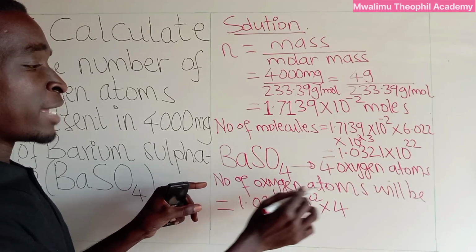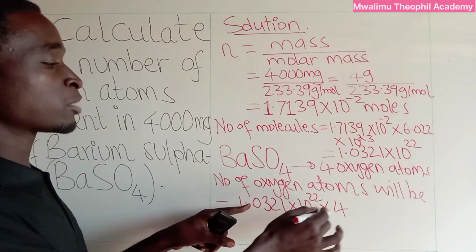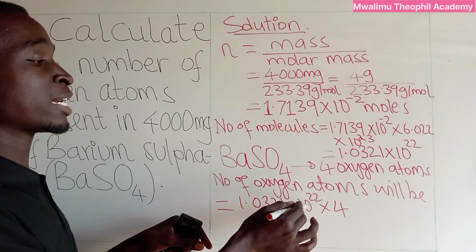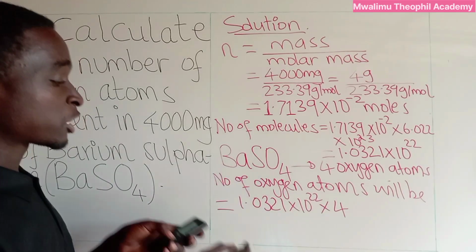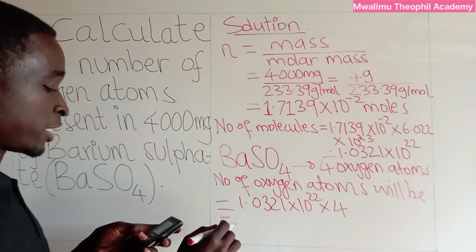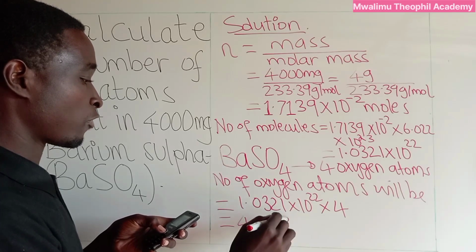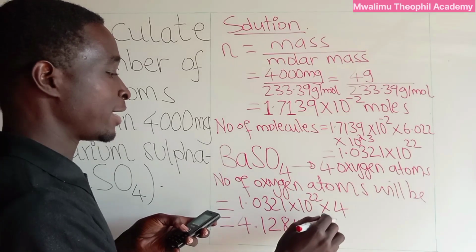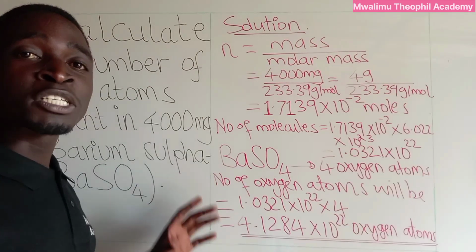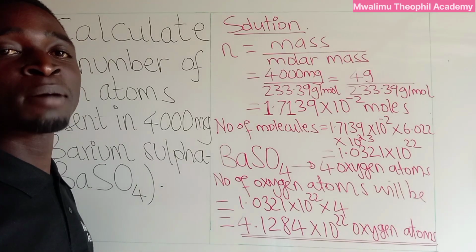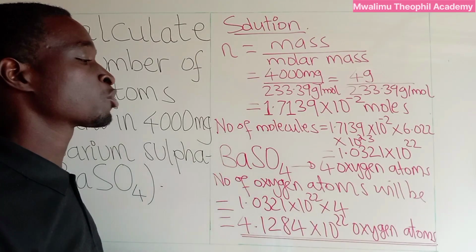So, total number of oxygen atoms in the obtained number of molecules will be equal to the number of molecules times 4, which is 1.0321 times 10 raised to 22 times 4. Now, let us compute. When you compute, you get the total number of oxygen atoms will be 4.1284 times 10 raised to 22 oxygen atoms. So the total number of oxygen atoms in 4,000 milligram of barium sulfate will be 4.1284 times 10 raised to 22.